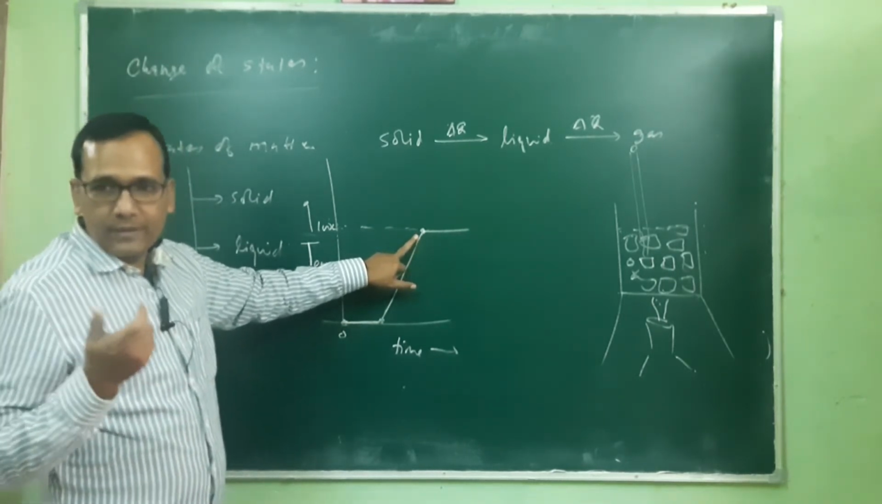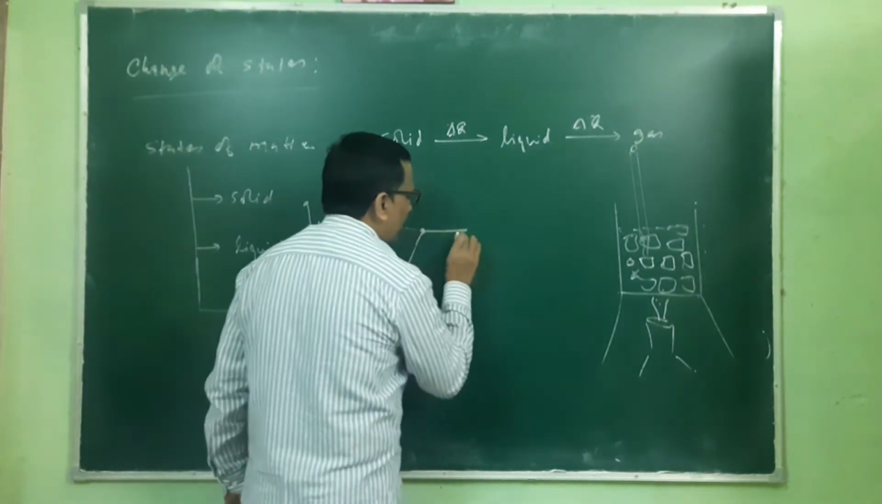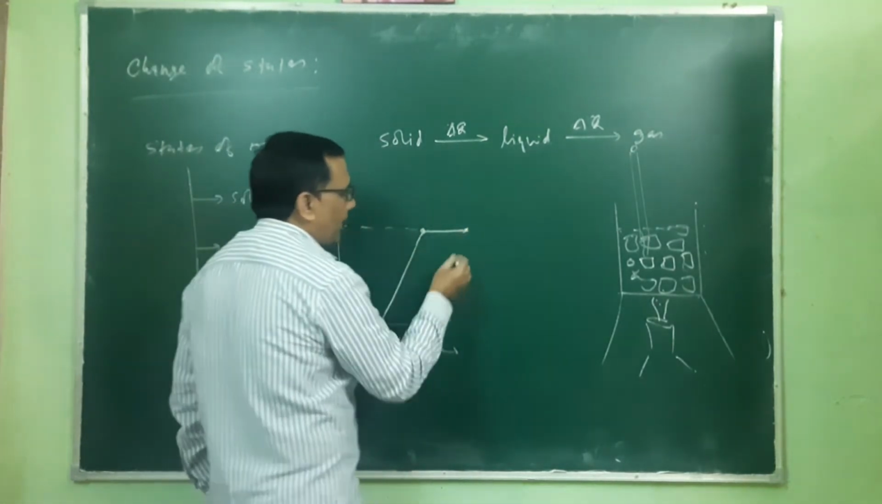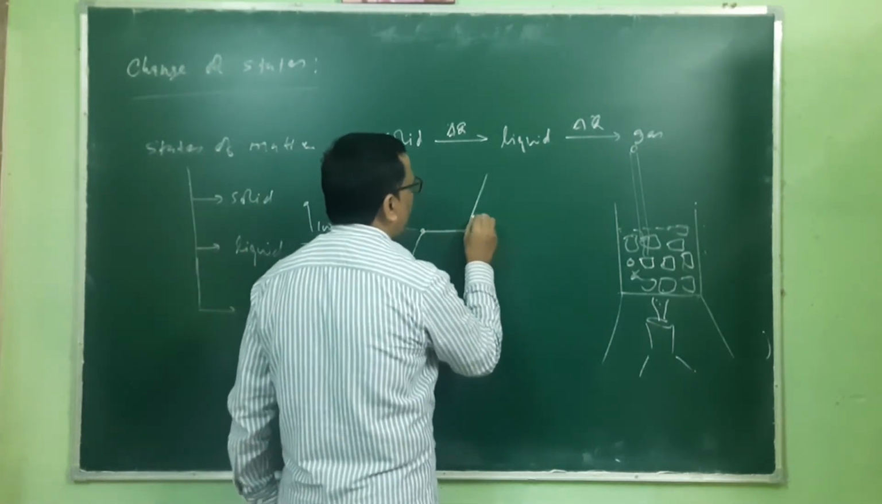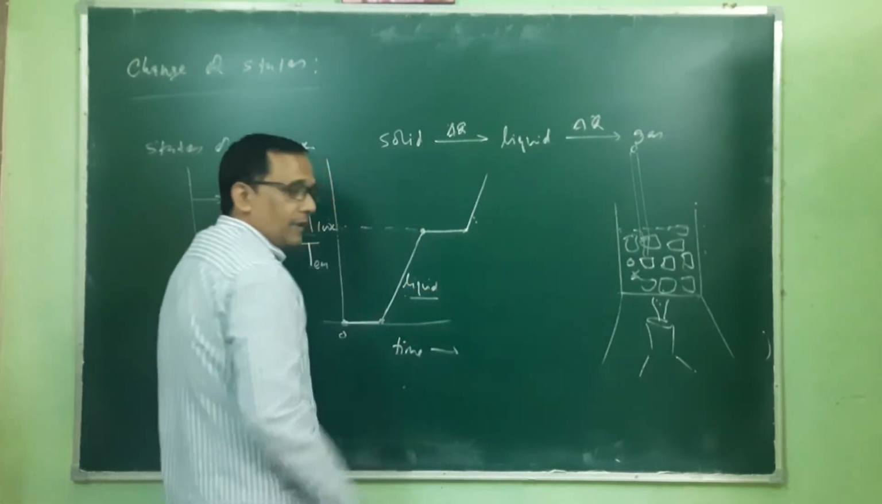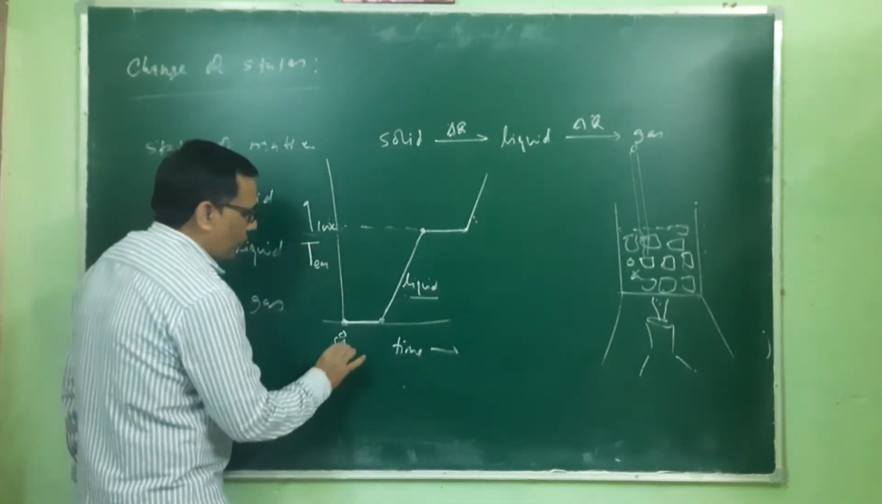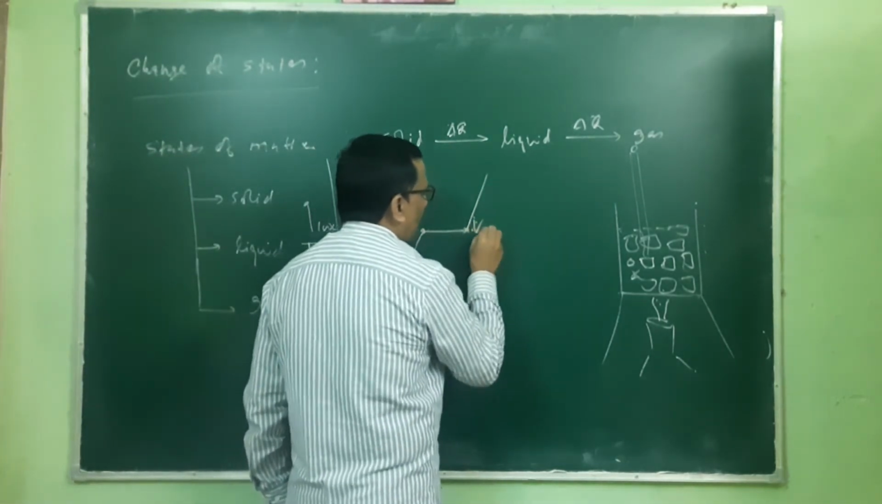And now the water starts boiling, and the temperature will again be constant up to a certain instant, when the water is converted into vapor. So here it is in the liquid form, here it is in the solid form, and up to this point it will be in the vapor form.